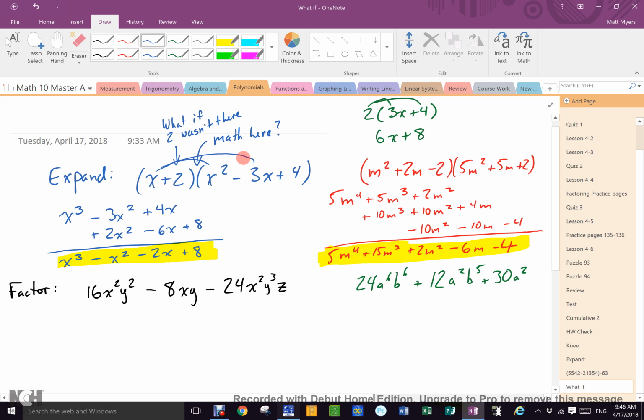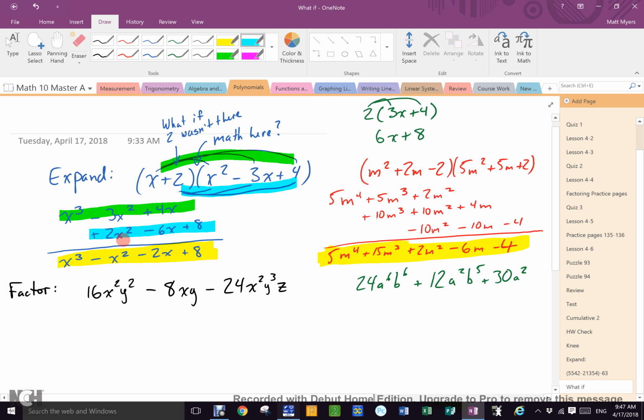1, 2, 3. That was this line right here. 1, 2, 3. Then I had to do it 1, 2, 3. That was this line right here. And then I add them up to get my total.